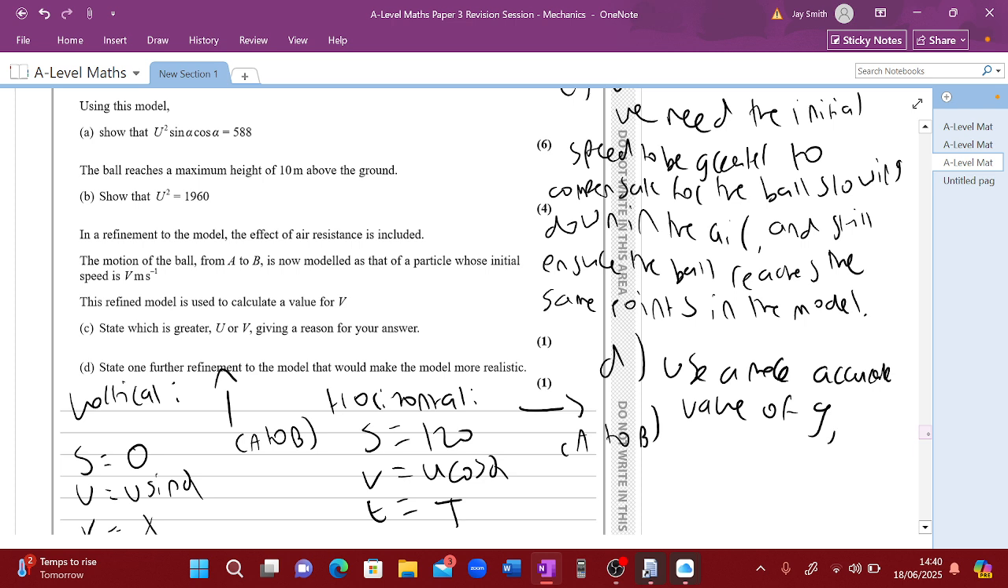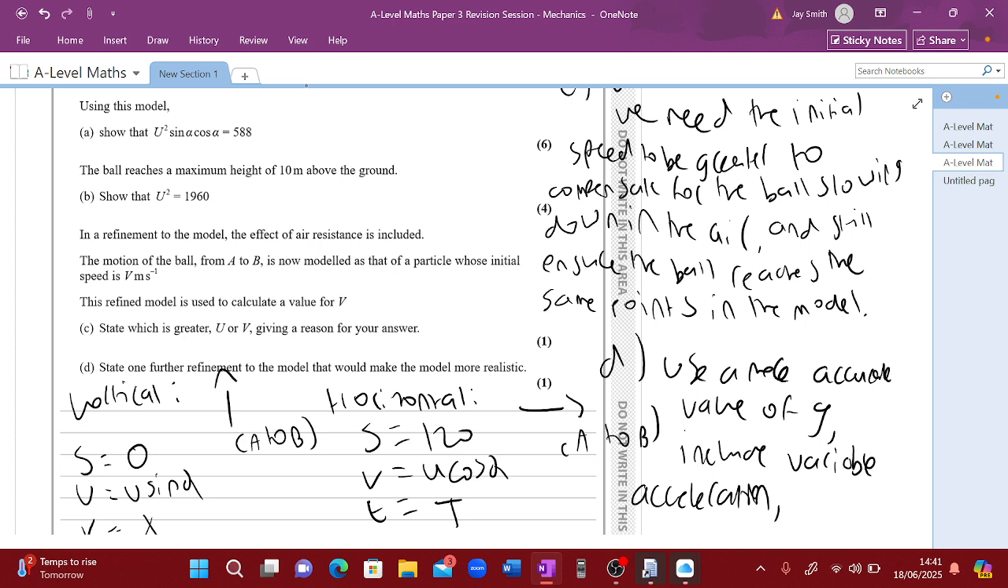If we can use a more accurate value of g, we can include variable acceleration instead. That's another classic one. Because obviously g is a constant acceleration, pretty much. But realistically, you'll be accelerating variably, because of stuff like air resistance and so on. Variable acceleration. And those are the two I can think of. Those should work pretty much all the time with this sort of question.